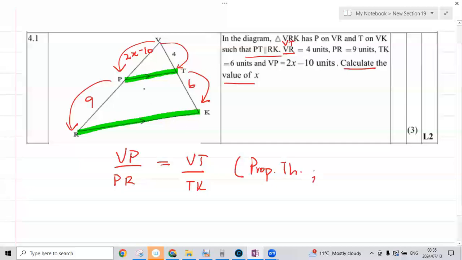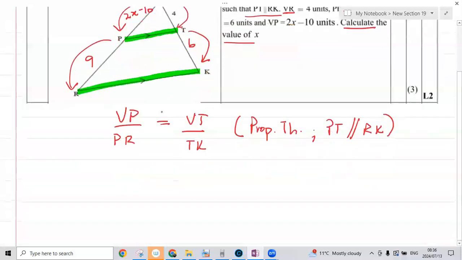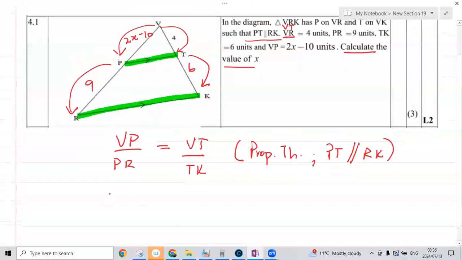Now you must write the pair of parallel lines. That's very important. PT is parallel to RK. That's important. Now we're going to substitute. So what is VP? VP is 2x minus 10, all over 9. That's PR. And then VT is 4 and TK is 6. So that's going to be 4 over 6.